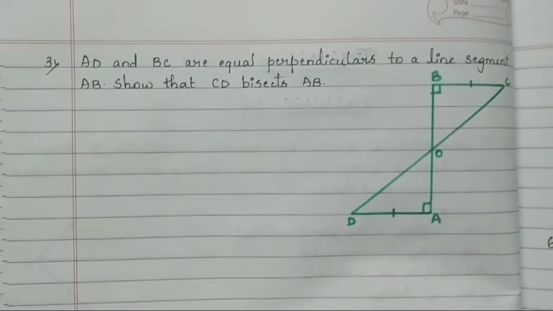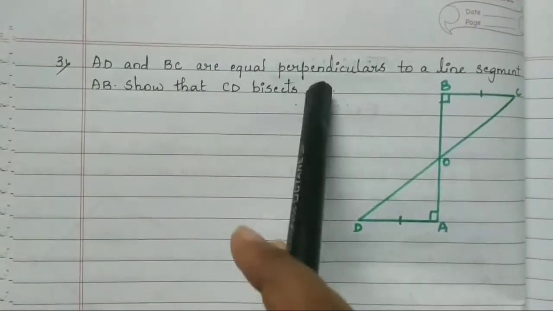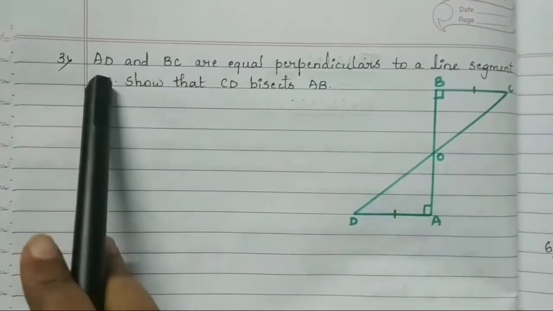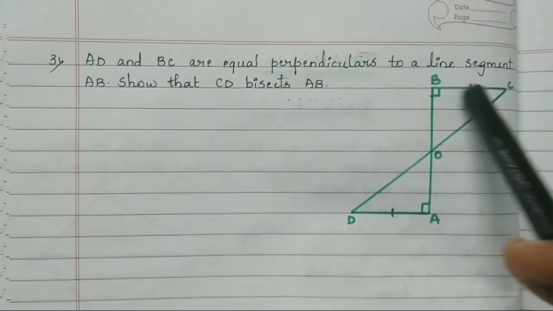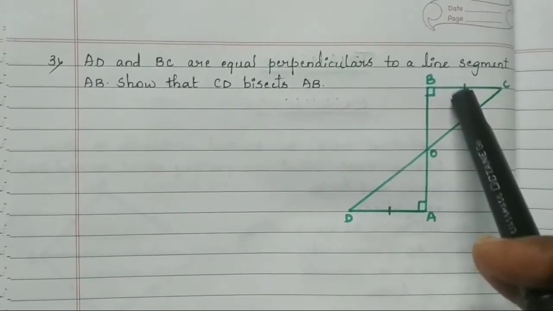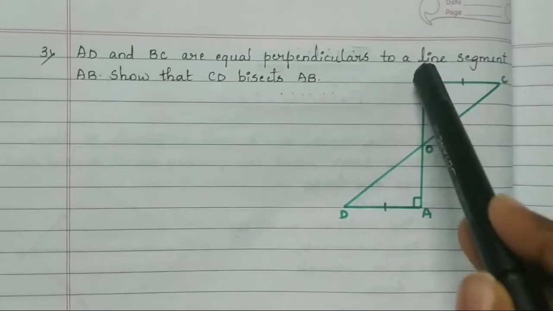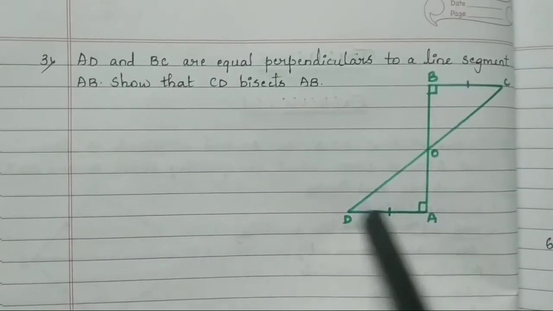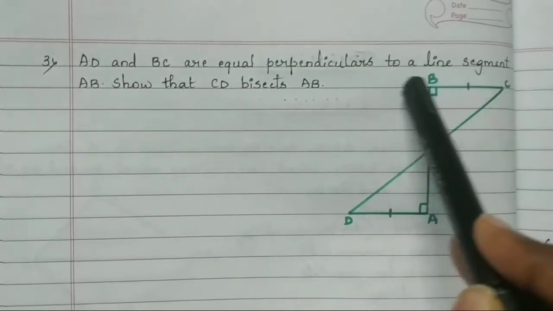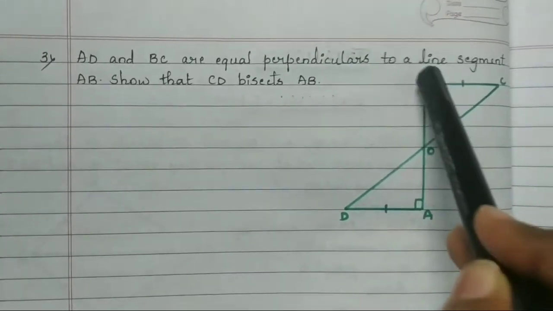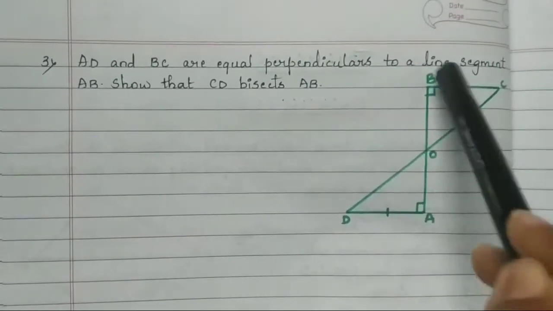Okay, then moving on to the third question, you can see the question here. AD and BC are equal and perpendicular to the line segment AB. You can see the diagram here. So our AD and BC are perpendicular to a line segment AB. So this is the line segment AB, and both the lines AD and BC are at a perpendicular distance from this line AB. They are at exactly 90 degrees from this AB line.